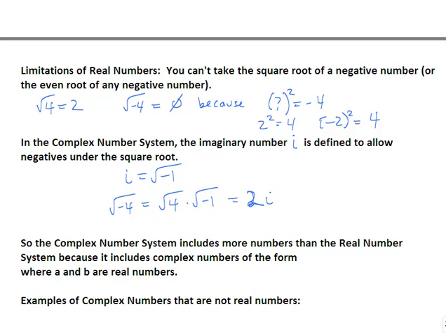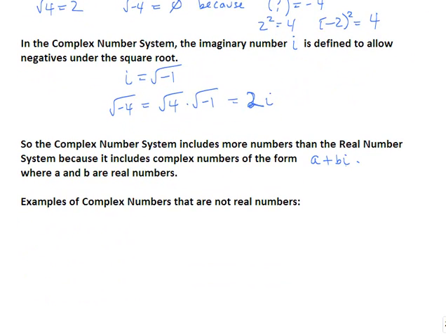So the complex number system includes more numbers than the real number system because it's going to include these numbers that have an i in them, and sometimes we write that as a + bi, where a and b can be any real numbers at all. Some examples of complex numbers would be things like 2 + 3i, 4i - 1/2, 1/3 i, or -5i. These two examples on the end contain only the i's and there's no constant a in front of them. So these are called pure imaginary numbers.